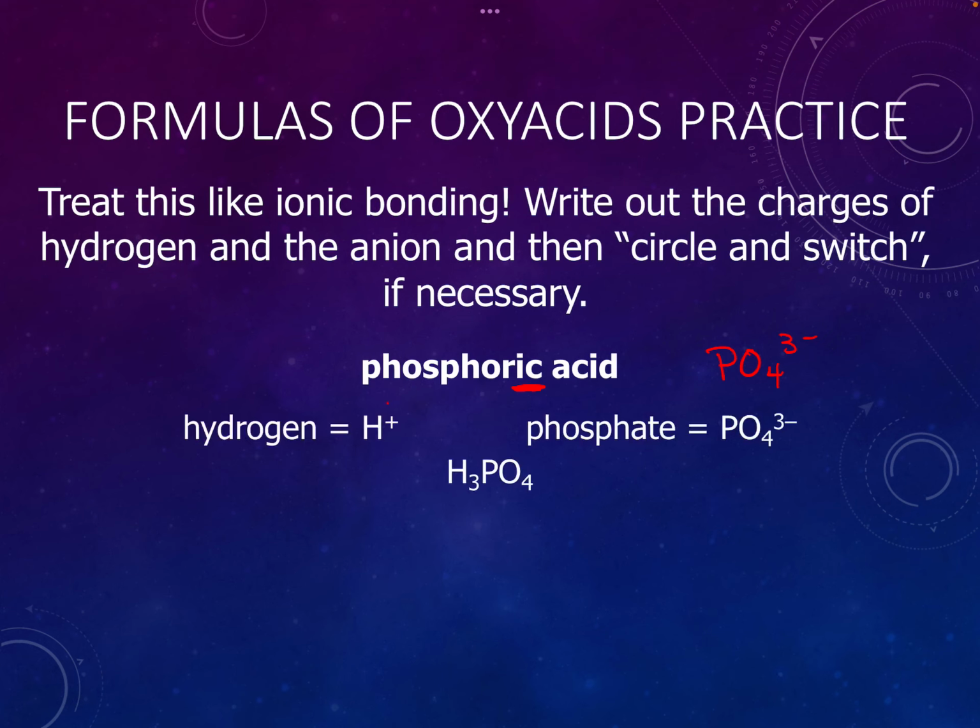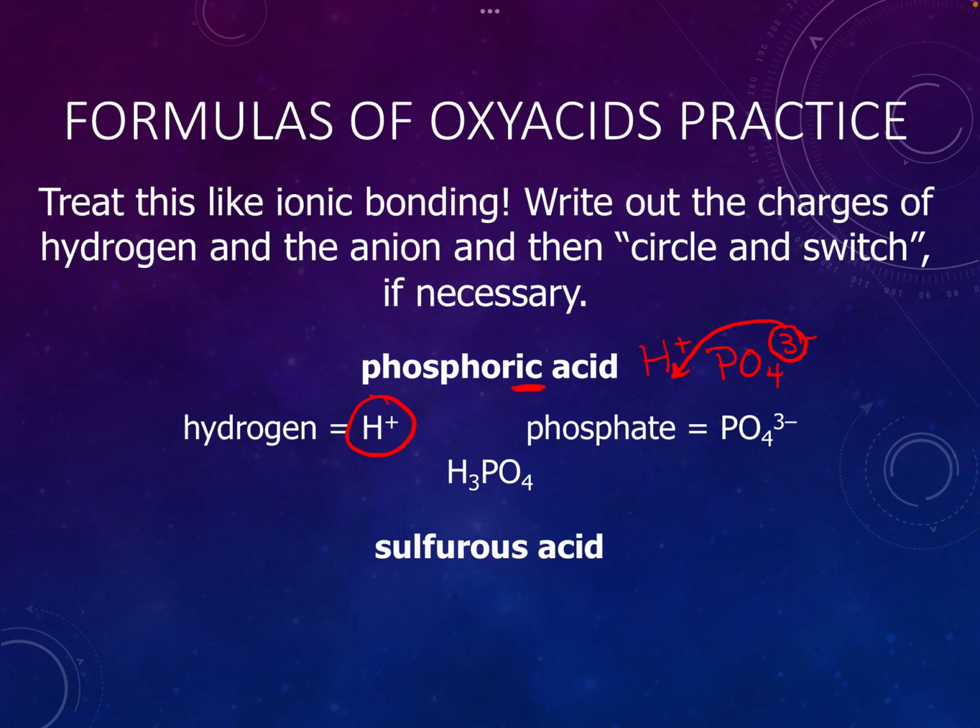Okay, so we're going to write out our ion. It's always going to be hydrogen as our cation, and then we have our phosphate as our anion. And so we'll circle and switch. H+, PO4 3-. This 3 is going to go to hydrogen. So we get H3PO4.